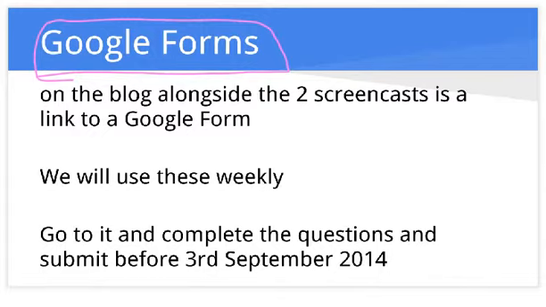So on the blog, you know where the blog is because you've accessed this video. Alongside this and the other screencast will be a link to a Google form. I need you to fill that Google form in, answer it as honestly as possible, okay? You're not going to get anything wrong or incorrect, but you have to do it. I need to be seen that you've done it. We're going to use these weekly, or at least every time we do a flipped class, and they will be done in advance of the lesson.